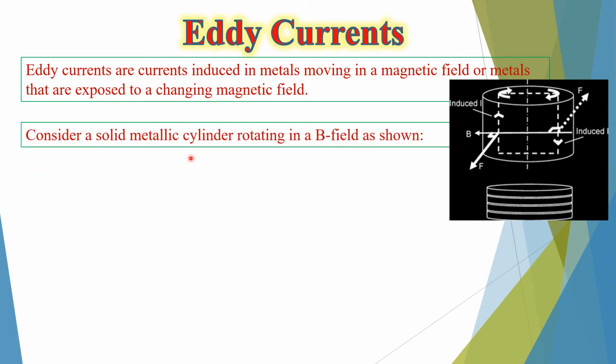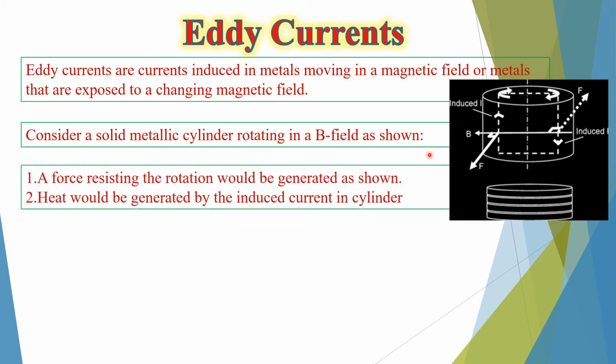Consider a solid metallic cylinder rotating in a magnetic field B as shown in the figure. A force resisting the rotation would be generated as shown. Heat would be generated by the induced current in the cylinder. When a solid cylinder is rotating in a magnetic field, a resisting force will be produced which will resist the rotation of the metallic cylinder, and heat will be generated due to induced current in the cylinder.